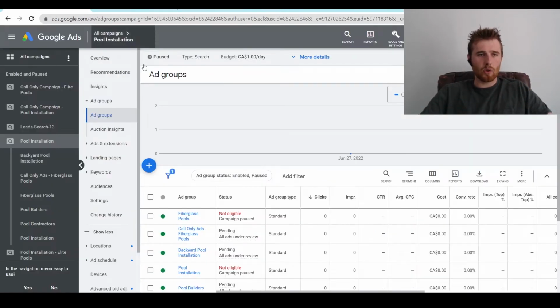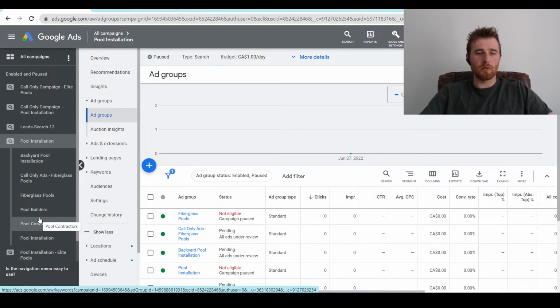And as I can show you here in Google Ads, we have a pool installation campaign here, and inside of it, we have a whole bunch of different ad groups. So backyard pool installation, fiberglass pool installation, we should change that, pool builders, pool contractors, pool installation. And it essentially goes over all the different types of pool installation that a company could offer. Of course, this is a demo account. There should be a whole bunch more inside this account. But this is a really good overview of what an ad group is compared to a campaign.